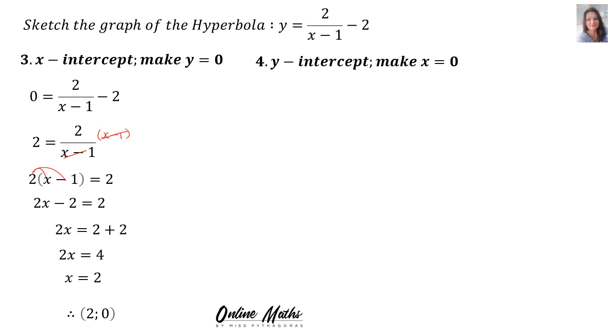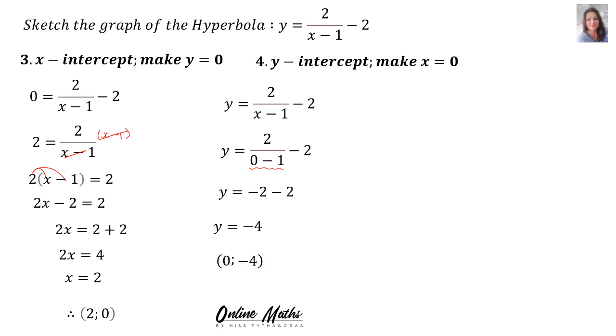Step 4, y-intercept: make x 0. So now we will make x 0. We end with y is 2 over 0 minus 1, minus 2. This will result in a minus 1, and 2 divided by minus 1 is negative 2. Therefore, y is equal to negative 2 minus 2. Y is negative 4. And that as a coordinate is the point (0, -4).